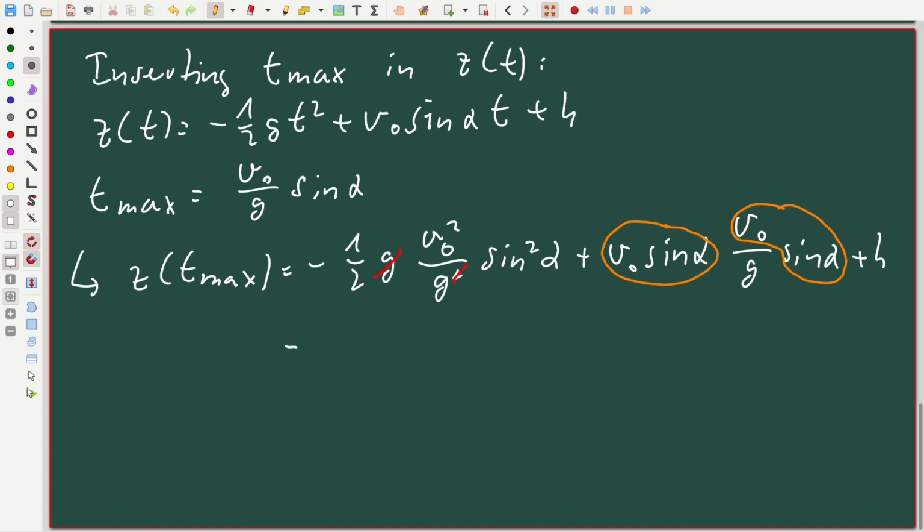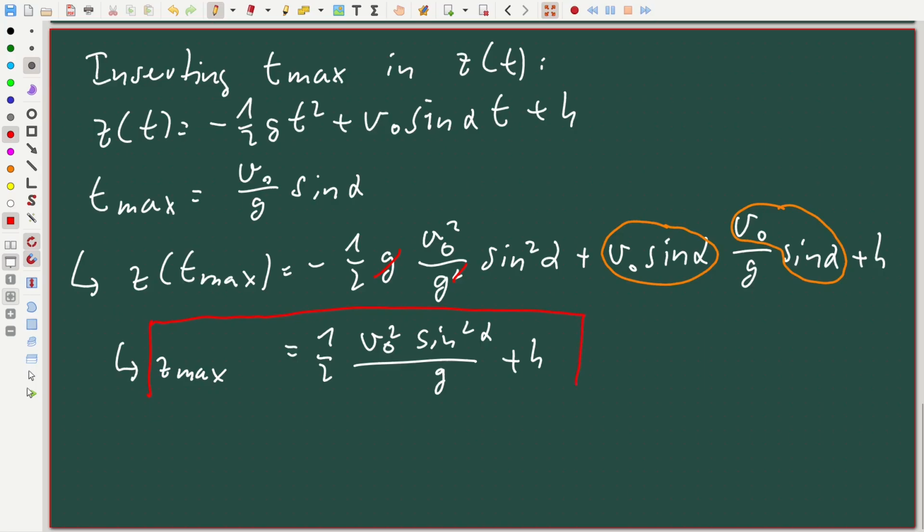And then when we have minus 1/2 times a constant plus the constant itself, it's the same as if we write directly 1/2 times the constant. So we can write here 1/2 v0 squared sine squared alpha divided by g plus h. Yeah, and this is then in principle our formula, which we need to calculate z max. So again, this is an important formula, and I would like to highlight this once more. And we will use this now to calculate an example.